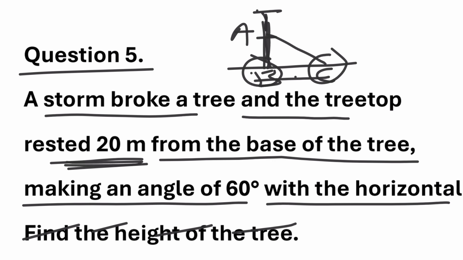Now AB is the unbroken part of the tree and AC is the broken part of the tree. What is the question? Find the height of the tree. Height of the tree is equal to AB plus AC. So we want to find out AB and AC, then we get the total height of the tree. Have you got this? Now we draw the figure like this.